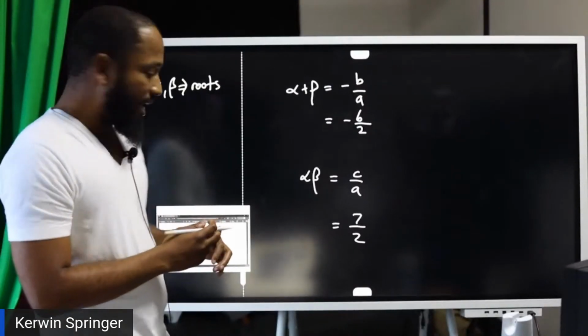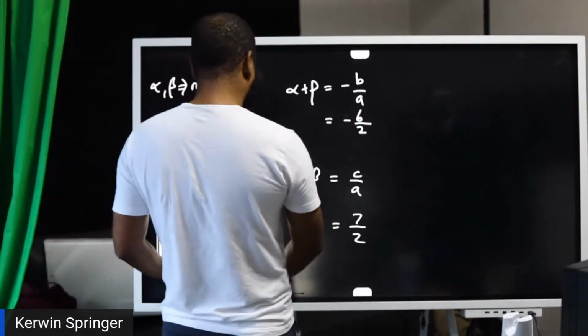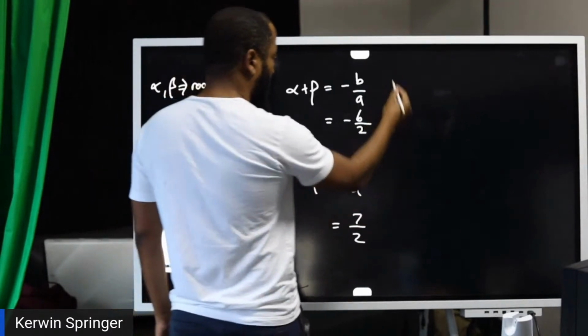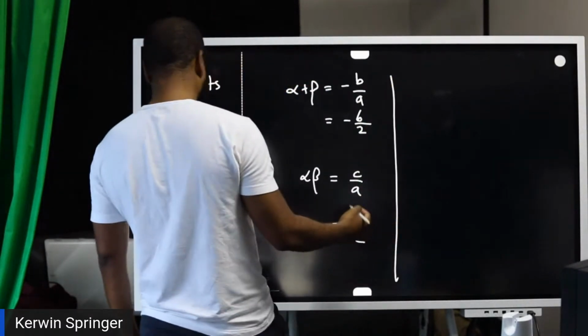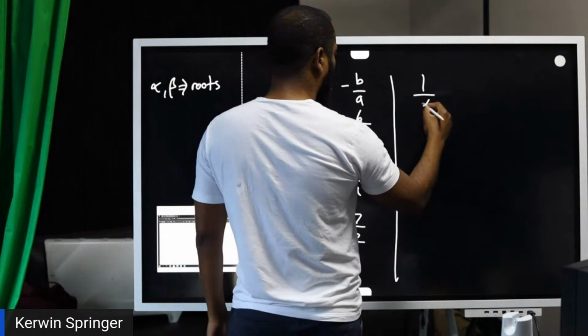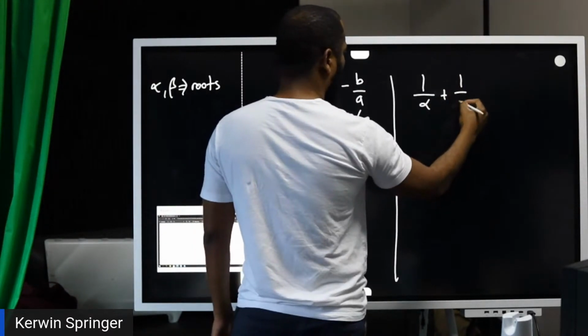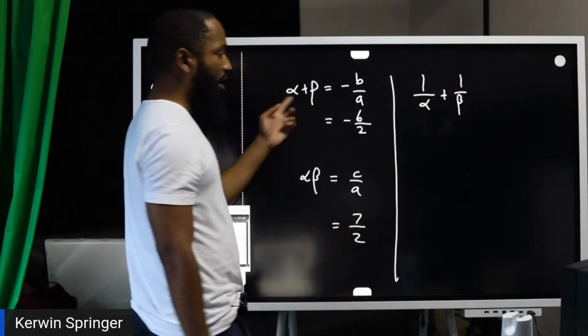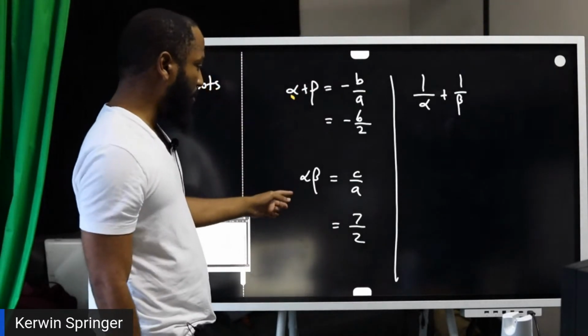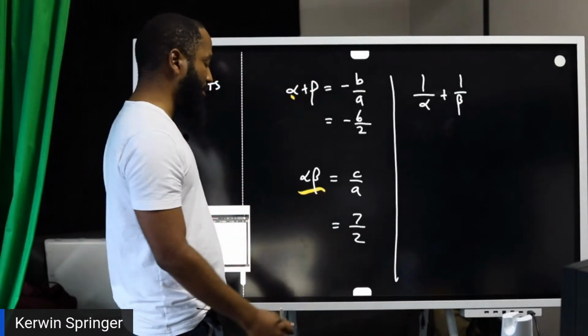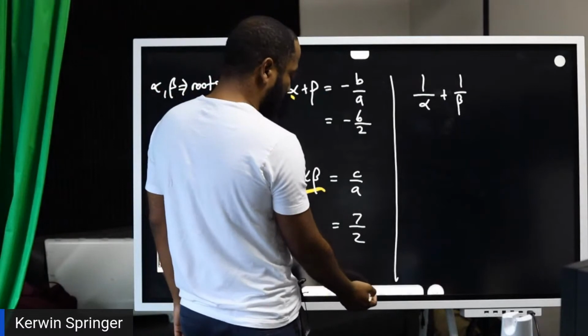So once you have that, what are we really trying to find? We're trying to calculate the value. They wanted to calculate the value of 1 on alpha plus 1 on beta. But we only know what alpha plus beta is and what alpha times beta is. So how are we going to do that? Anybody have any ideas?